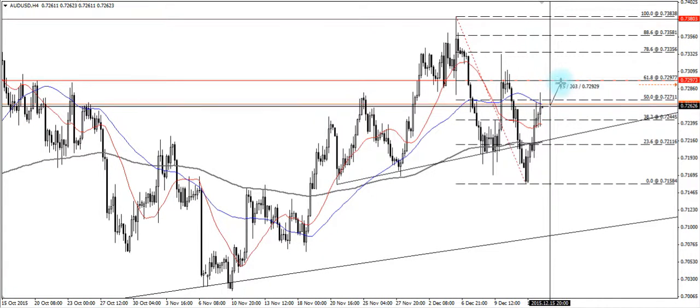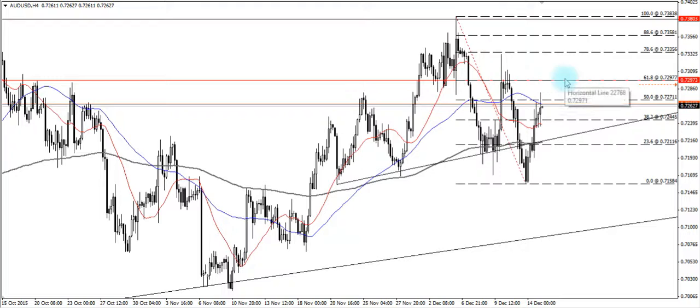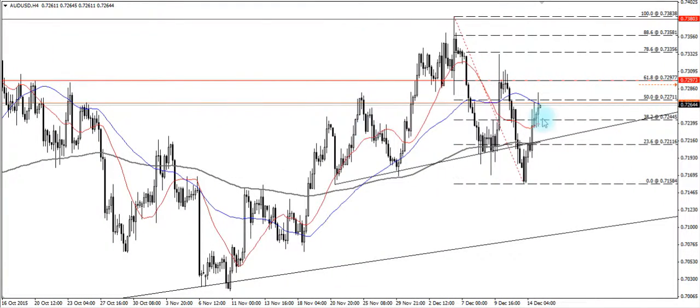I'll probably just wait for the price to appreciate a little bit further to close to 73 cents. Then we will finally see the price begin to fall again. Alright, so that's for the Aussie against US dollar.